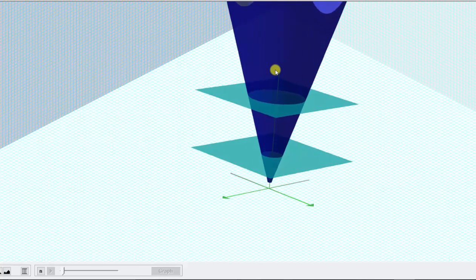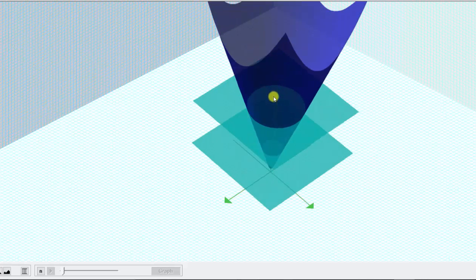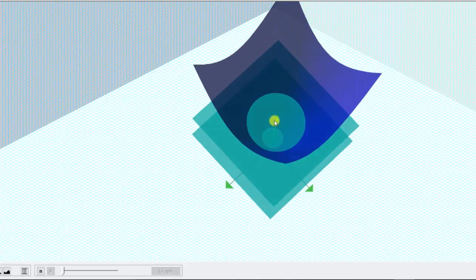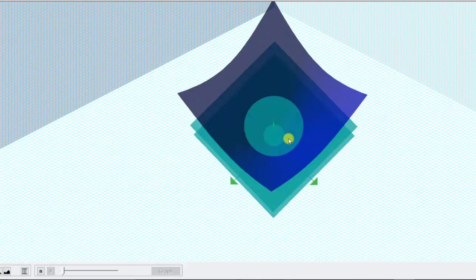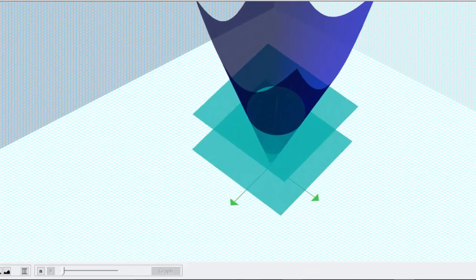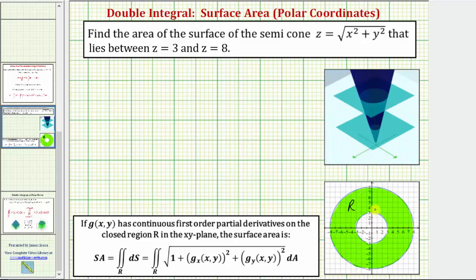If we look down on the xy plane, we can view the region R, the region of integration. The region R is the region bounded between these two circles, where we have this larger circle and this smaller circle. And again, this is from projecting the cone onto the xy plane between z equals 3 and z equals 8. So going back to our work, let's show how we can find the equations of these two concentric circles that form the region of integration.